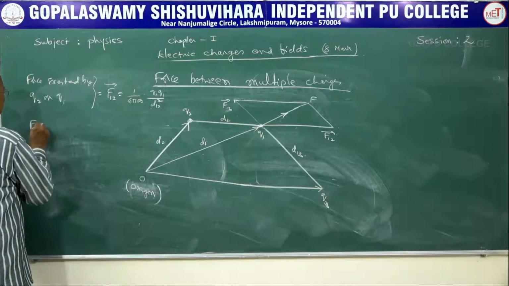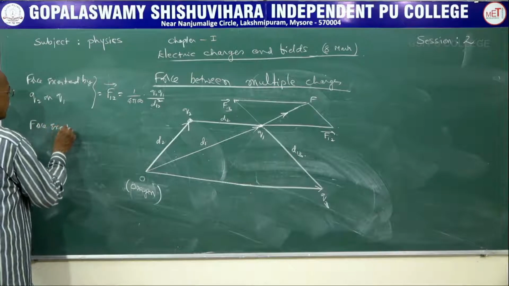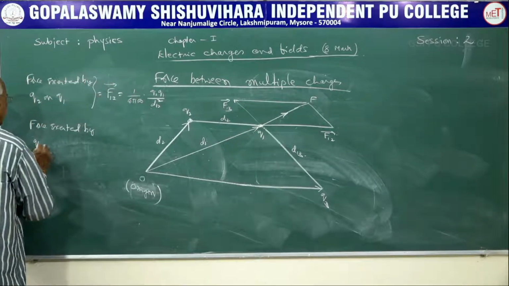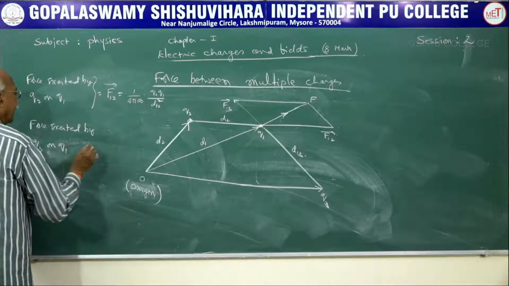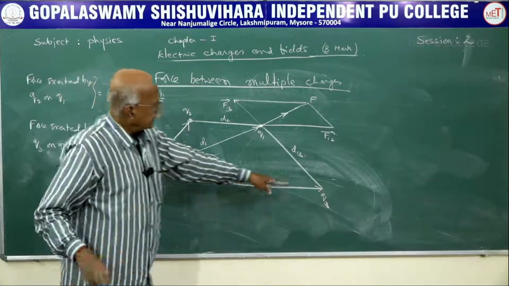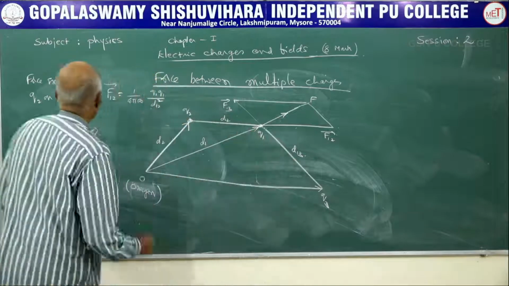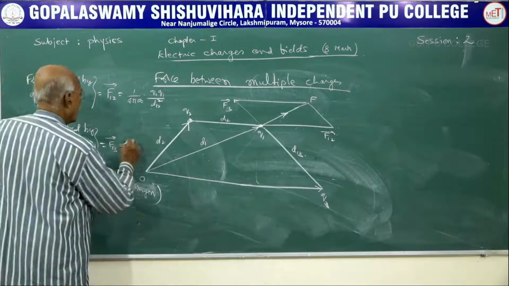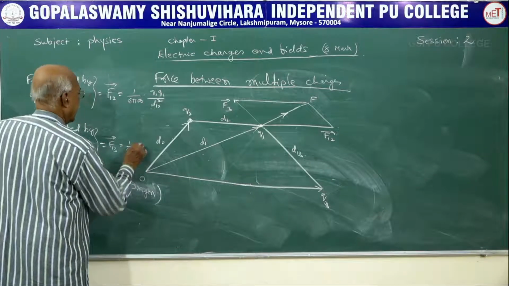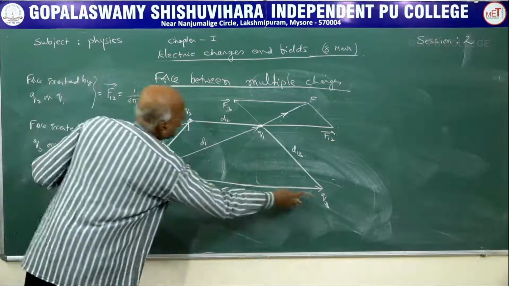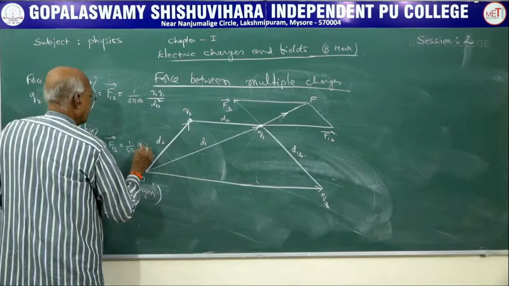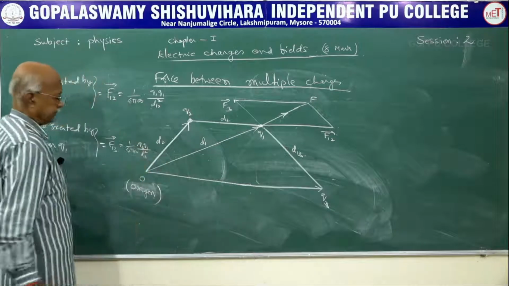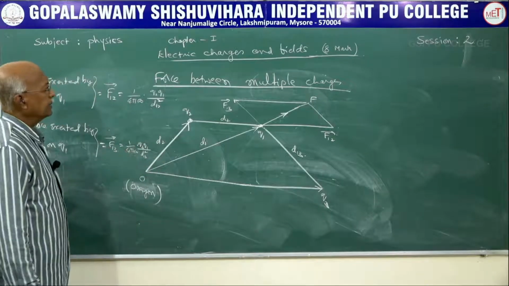Similarly, force exerted by Q3 on Q1. What is the force exerted by Q3 on Q1? I should represent this as F13. This is equal to 1 over 4 pi epsilon naught into the strength of the charges Q3 Q1, divided by D13 squared. So this is the force we have got.